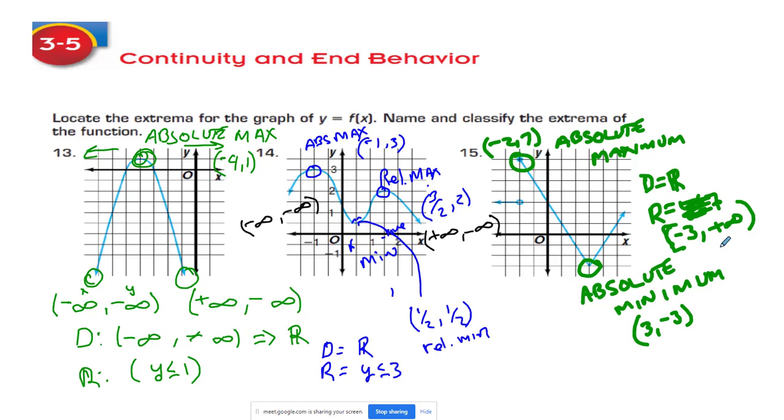So there's 5 things going on with number 14 that we need to consider. And then for number 15, we've got what's going on to the left, what's going on to the right, and you've got a maximum and a minimum. So you've got 4 things to worry about for number 15. Okay, let me go on to the next set here.